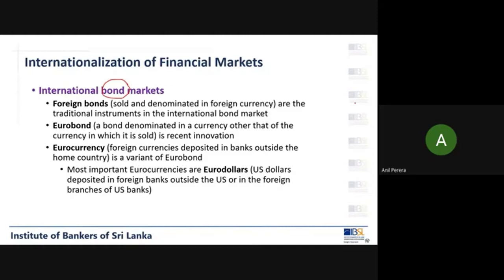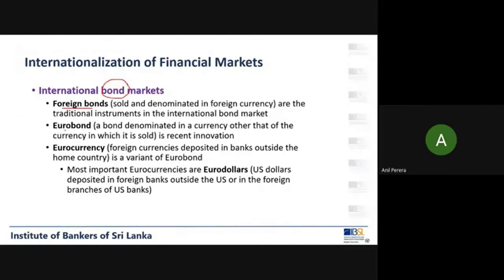One type of instrument, the traditional type traded in the international bond market, is the foreign bonds. Foreign bonds are, as I said, very traditional instruments traded in the international financial markets. How do you define a foreign bond? They are sold and denominated in foreign currency. For example, you can have a USD bond, sterling bond, yen bond. Likewise, it is denominated in the foreign currency very clearly.